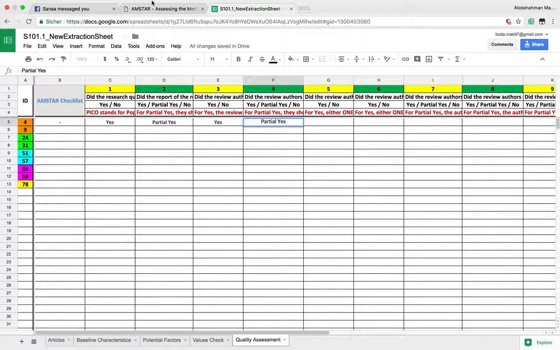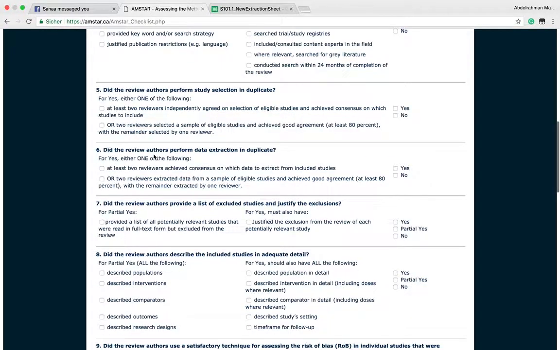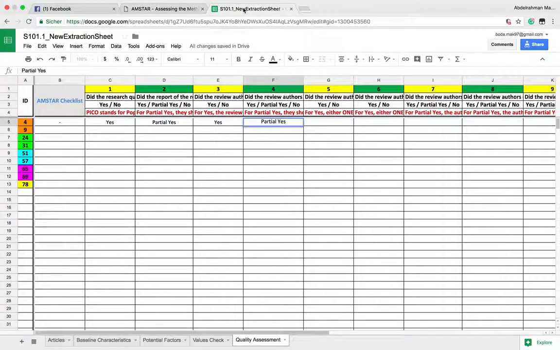You just have to check. I checked this before, so I say no. I've already read this paper 4 or 5 times, so I nearly memorized it. So, did the review authors perform study selection in duplicate? Yes, they performed that selection in duplicate, but about the extraction, they didn't say anything about it, so we will say no.